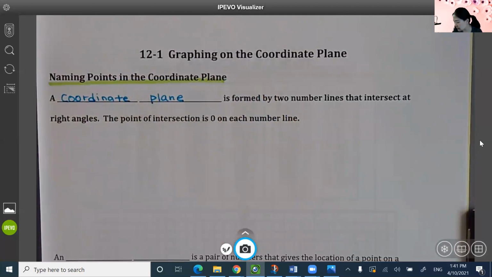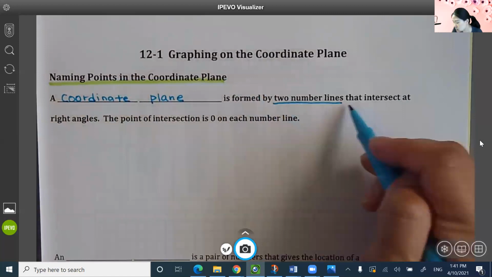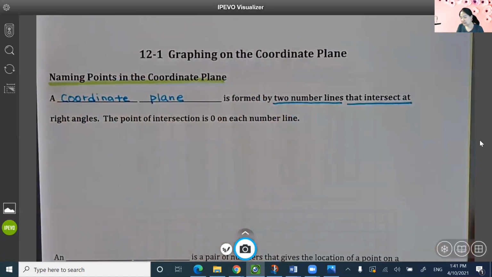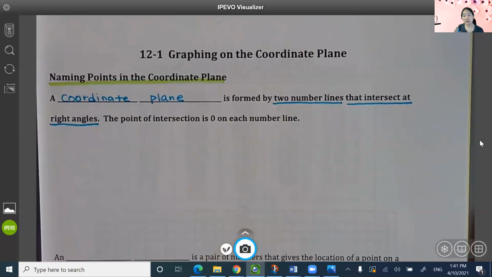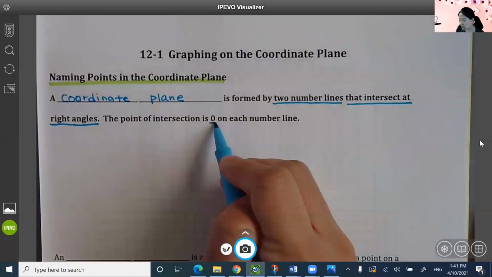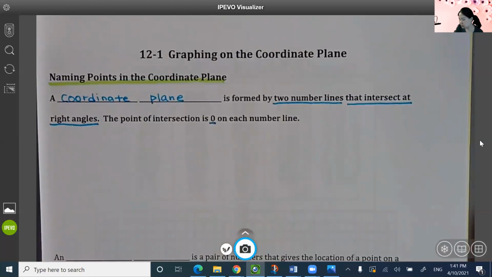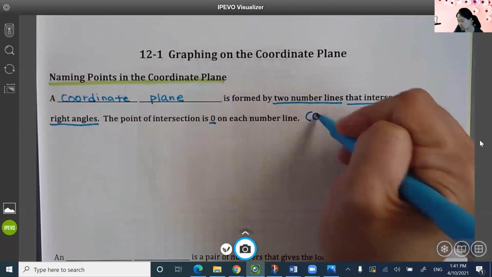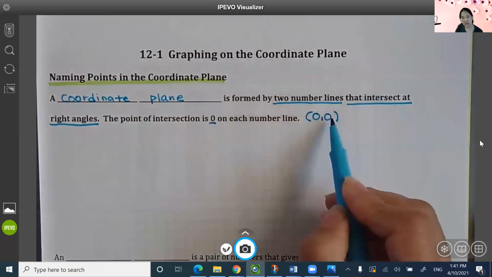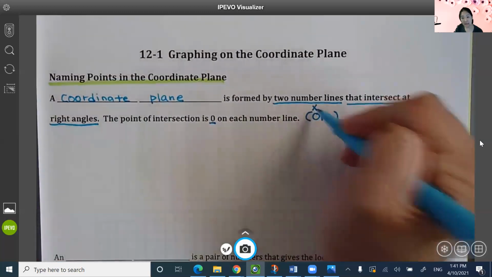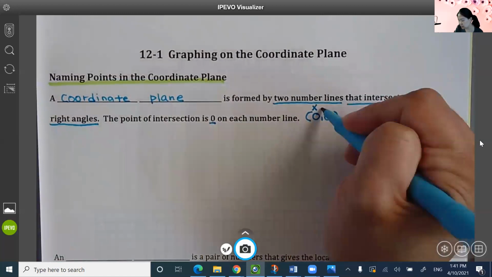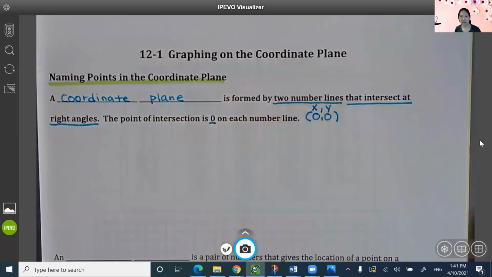So two number lines that intersect, meaning they meet at exactly right angles. Okay, the point of intersection, meaning where the horizontal and the vertical lines meet, is 0 on each number line. So that actually means 0, 0. We're going to talk about it in a minute, but this is called an ordered pair in which the first coordinate is your x coordinate, and then your second number is your y coordinate. So we're going to talk about that soon.